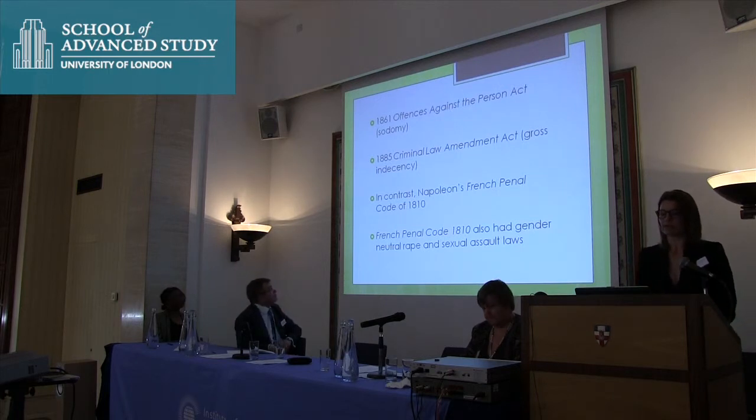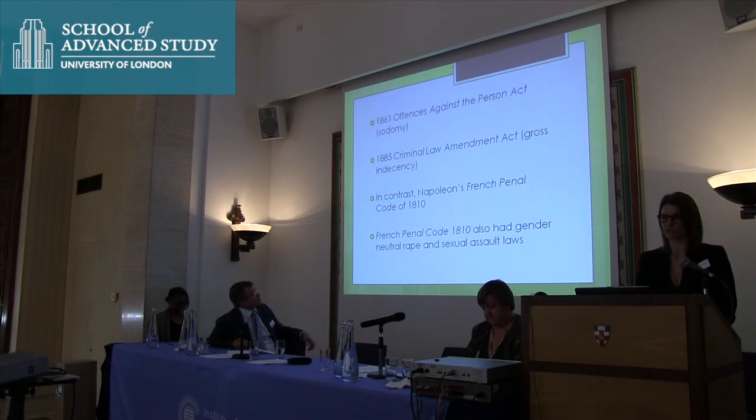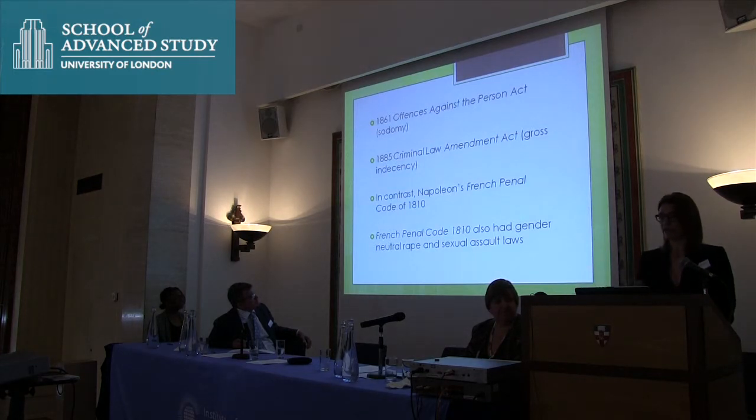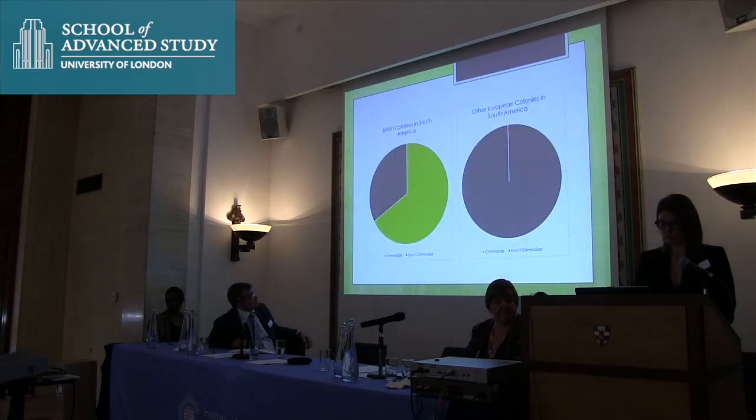And just to juxtapose that against the other European empires and colonies, Napoleon's French Penal Code of 1810 informed both the French legal system and most of the other European powers at the time. And so most of those countries and the colonies that they had as part of their empires never criminalized homosexuality. Similarly, the French Penal Code of 1810 had gender-neutral rape and sexual assault laws. As early as 1810, it explicitly said rape of either sex, and indeed even the offences against modesty related to either sex. So it was already gender-neutral in the early 19th century, and therefore those are the laws that were spread around those colonies.